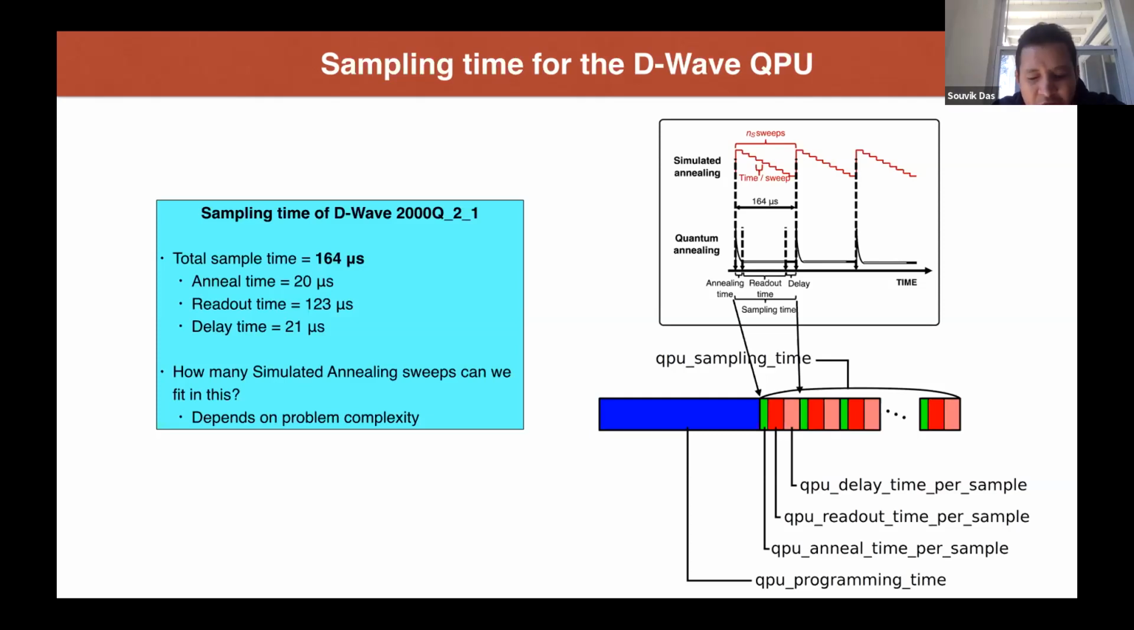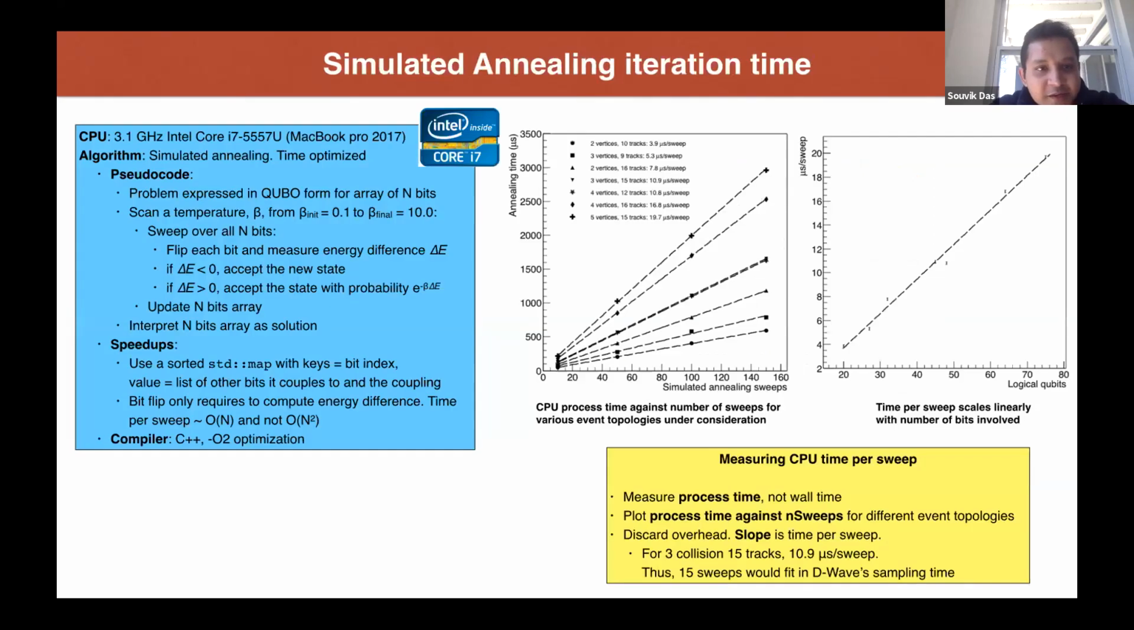So the question is, how many simulated annealing sweeps can we fit into this 164 microseconds? Well, that depends on problem complexity. So we tried to write the most optimized simulated annealing algorithm we could make on a simple laptop, a MacBook Pro. The pseudocode of simulated annealing is fairly standard.